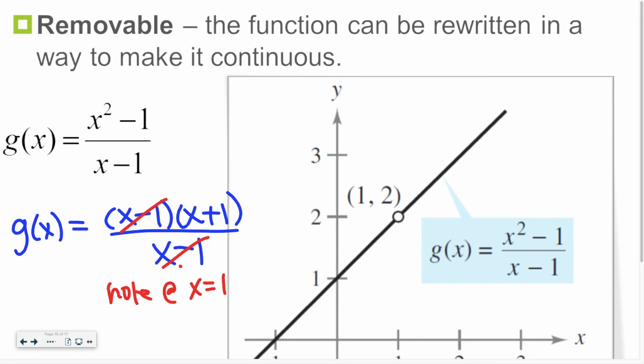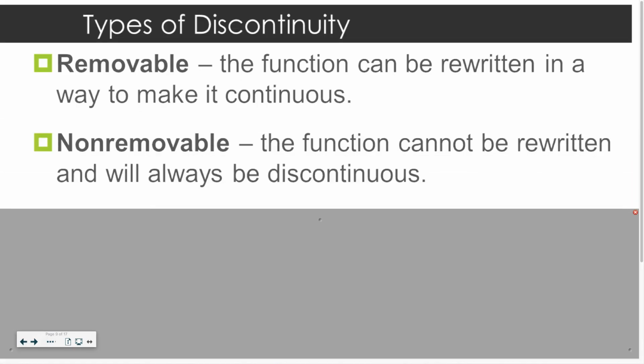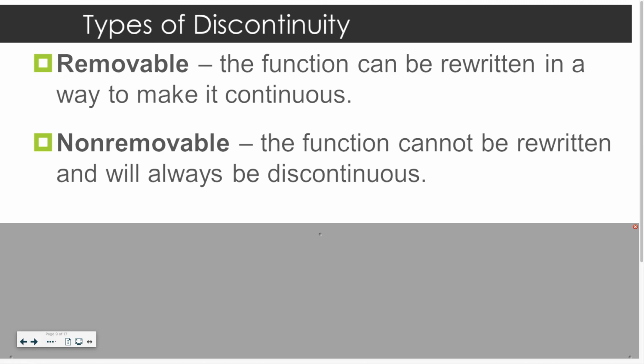Non-removable discontinuity. What do you think that's going to mean? An asymptote would be a type of example, but we can't fix it. A non-removable discontinuity means we are stuck with the discontinuity. There is nothing we can do to change the graph in order to help it out. So an asymptote or a break in the graph is going to be a non-removable discontinuity.